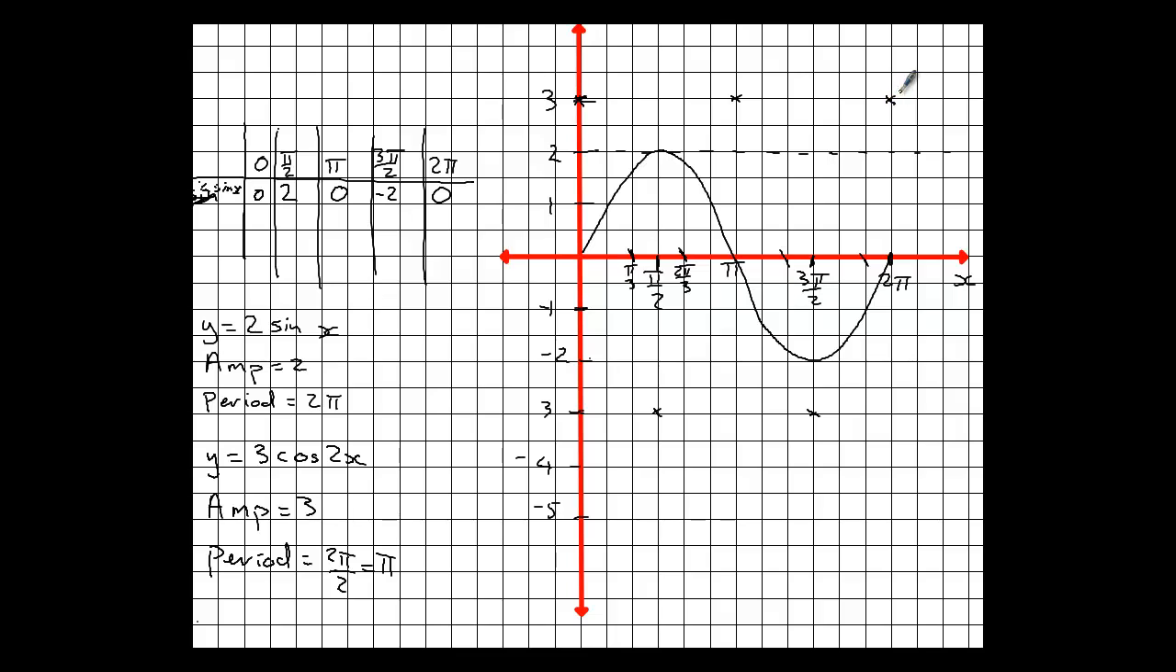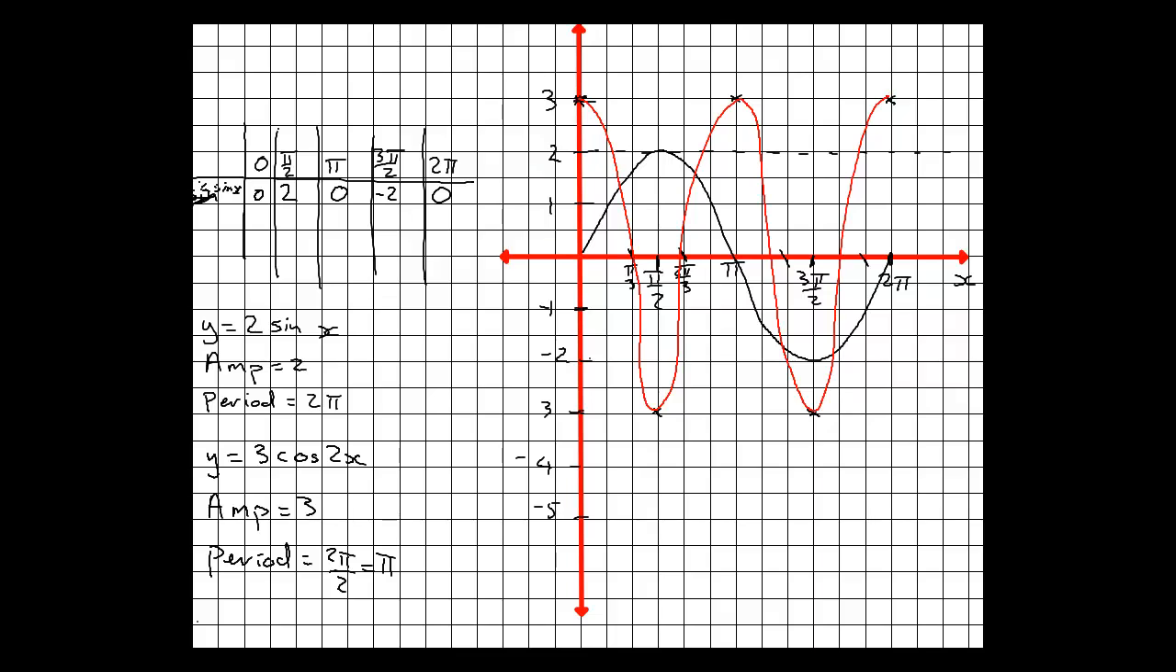I'll do this one in a different color just so that you can see. Here it comes. Down we go. And up. And down and up. I've just sketched that a bit randomly, but there's y equals 3 cos 2x.